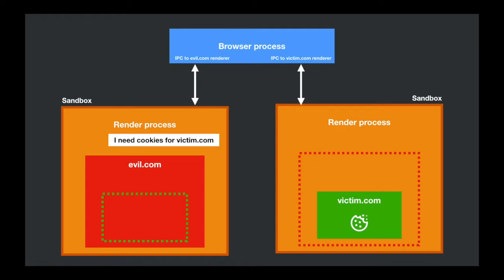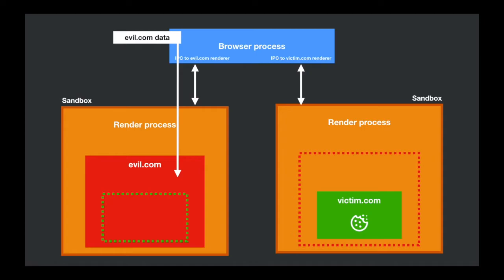So for example, if this renderer process said, hey, I need the cookies for victim.com, and asked the browser process that, the browser process would say, no, I'm not going to give that to you. You're the renderer for evil.com. OK, and of course, now it can access evil.com data, and it can load scripts from other sites. So that's the thing to keep in mind.